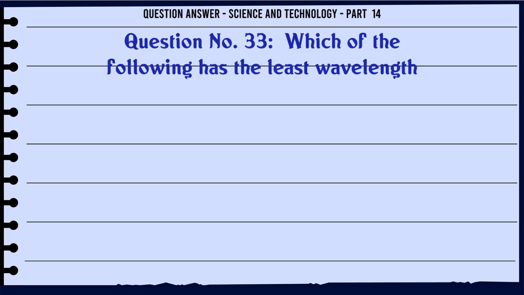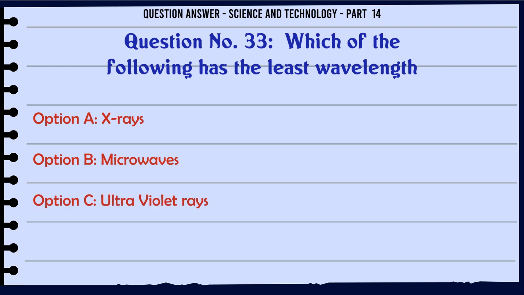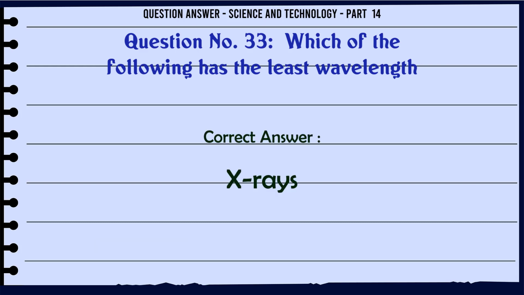Which of the following has the least wavelength? A. X-rays. B. Microwaves. C. Ultraviolet rays. D. Radio waves. The correct answer is X-rays.